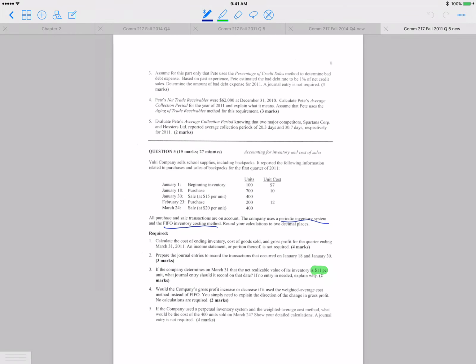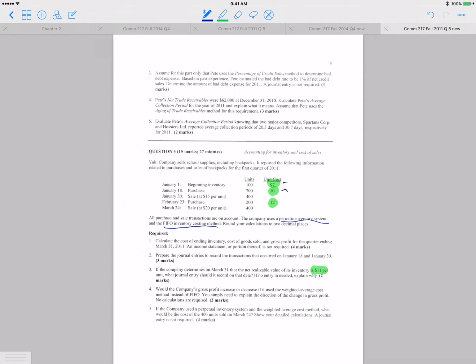The $7, the $10, the $7, the $10, and $12 will be taken into account for the weighted average cost method. However, for FIFO, we only used the $7 and $10. We did not use the $12, which was more expensive than the previous two amounts. That is why gross profit will decrease, because cost of goods sold will increase.